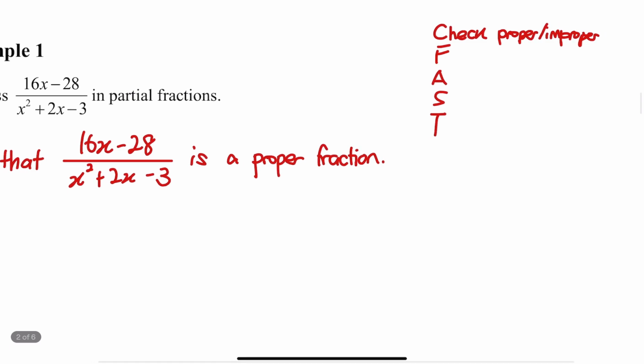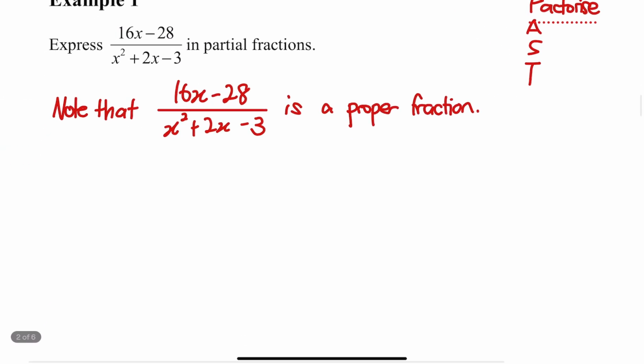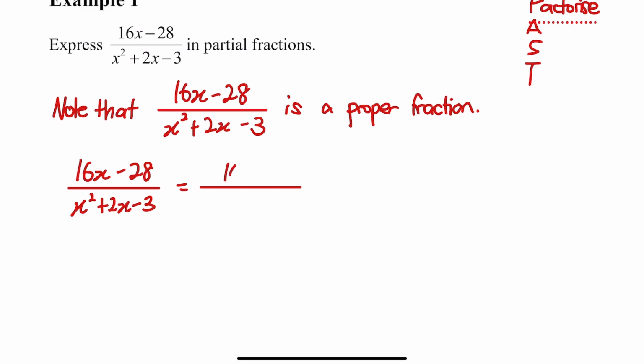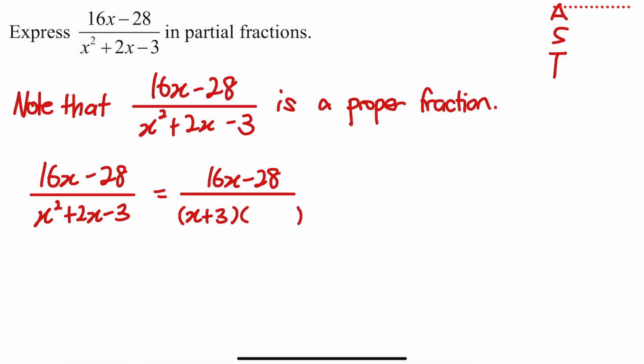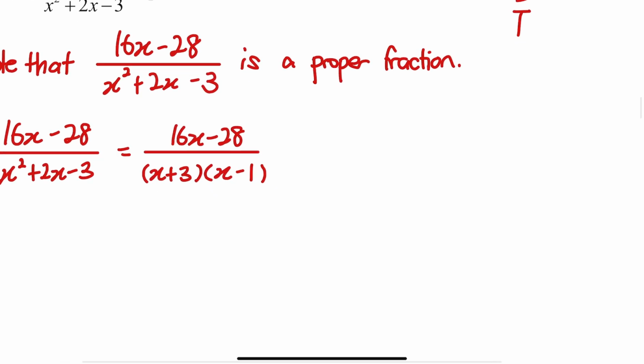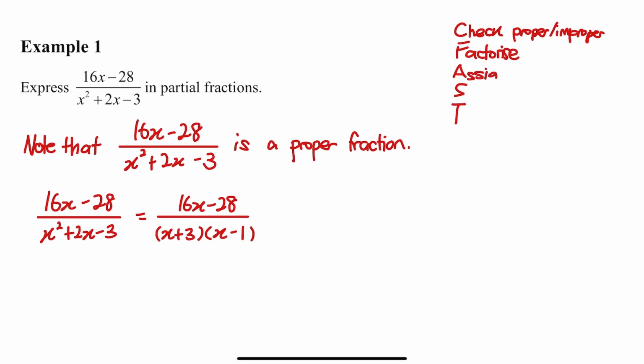Step 2 now, we factorize. F stands for factorize. Factorize what? Factorize the denominator. So over here, I know that 16x minus 28 over x squared plus 2x minus 3, I can factorize my denominator. I hope that you know how to quickly factorize this. x squared plus 2x minus 3 can be factorized into x plus 3 times x minus 1. Once I factorize this, my next step is to assign. A stands for assign partial fractions.